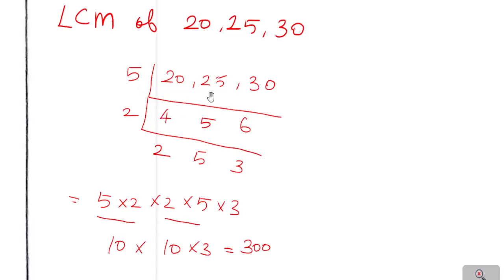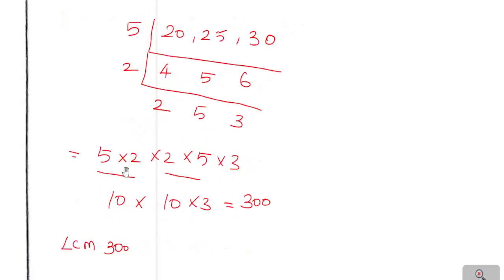And 25 divided by 5 is 5, and 30 divided by 5 is 6. Then I am going to divide with the help of number 2. So 4 divided by 2 is 2 and 6 divided by 2 is 3. But we cannot divide the 5, so we can retain 5. So ultimately all the numbers become prime numbers. So this is the end of this division.